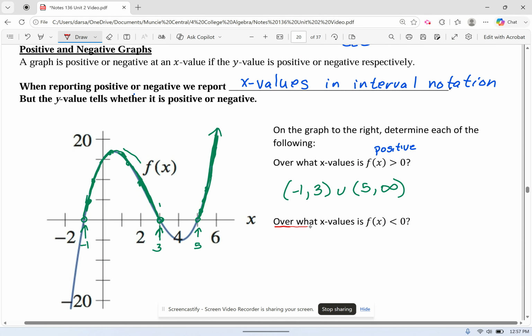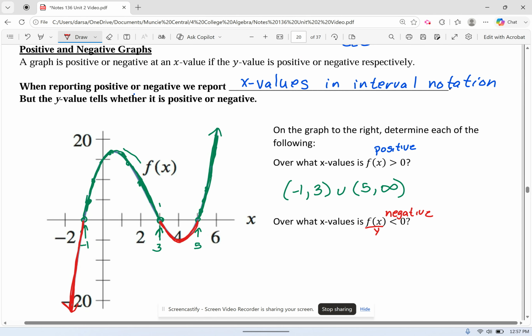Now, let's look at the next question. This says, over what x values is f of x less than 0? Well, what does less than 0 mean? Less than 0 means negative, right? If you're less than 0, you're a negative number. So where is the y negative? Well, we talked about it earlier. Look at all of these y's in this section of the graph, all of these y's are negative. And remember this little bit over here? The y values here are also negative.